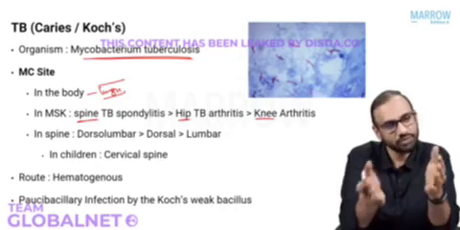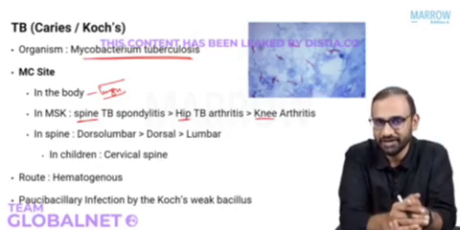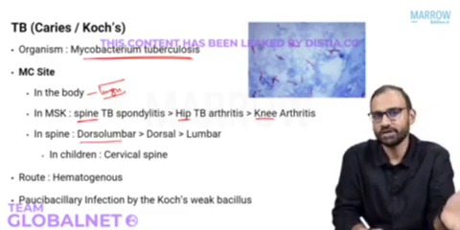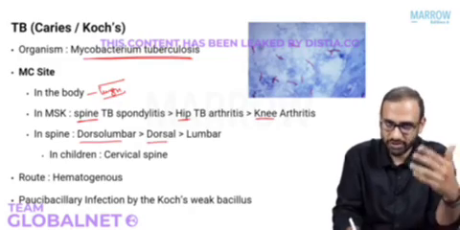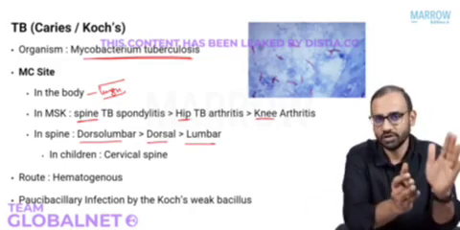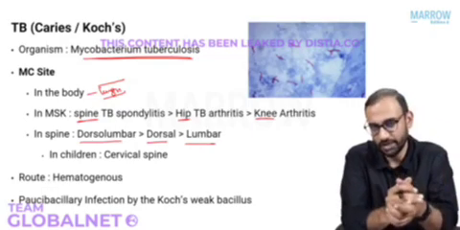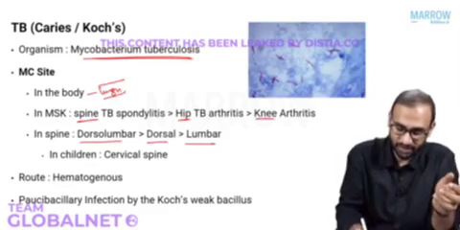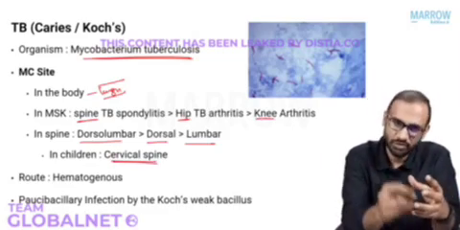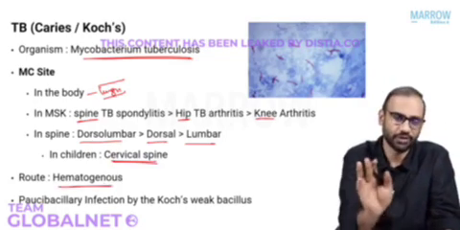Now, which part of the spine is most commonly affected? The best answer is dorsolumbar, that is thoracolumbar. If that is not given in the options, then you can mark dorsal, that is thoracic, followed by lumbar. In children, it is the cervical spine that is most commonly affected. And just like any infection in the body that comes to the bone, it is usually hematogenous. That you know.